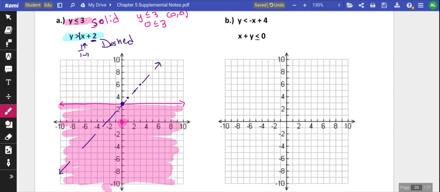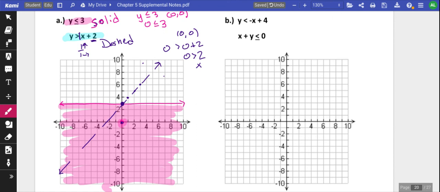I'm going to test 0, 0. Am I going to shade this part down below or this part up above? So, is 0 greater than 0 plus 2? So is 0 greater than 2? No, right? 0 is not greater than 2. So I'm going to shade the part that doesn't have that test point.